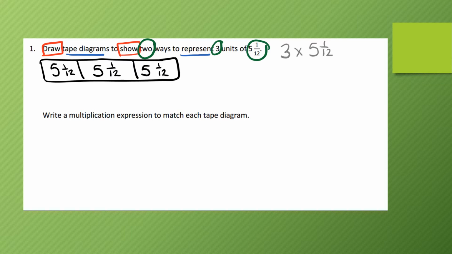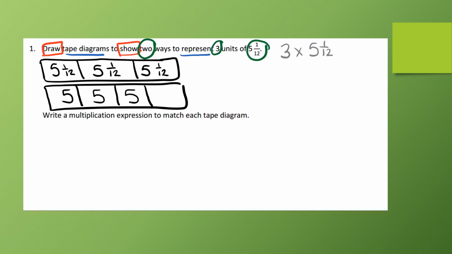Or I can split my whole numbers and my fractions, and I can separate them to group them together. So I can do all my whole numbers at once or all of my fractions at once. So that would look a little bit like this. So I would have 1, 2, 3. So I'd have 5, 5, and 5. Okay, I pulled out the 5s. And then I would have my 12ths left over. And I have 3 1/12ths. So 1/12, 1/12, and 1/12.